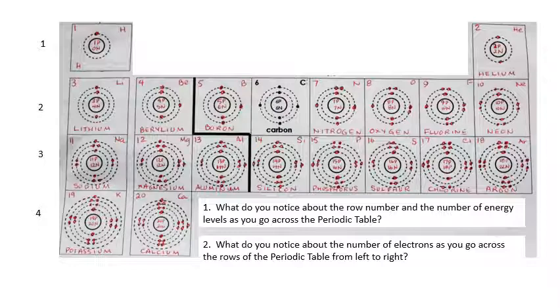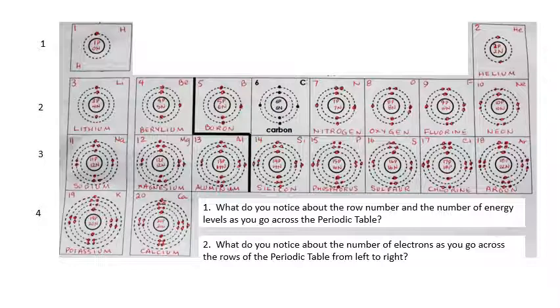Well, we've kind of touched upon this already, right? So as we go across the rows, we notice that we also go up in numbers. So this guy here had 3 electrons. Now we have 4 electrons, then we have 5 electrons, and now we have 6 electrons.